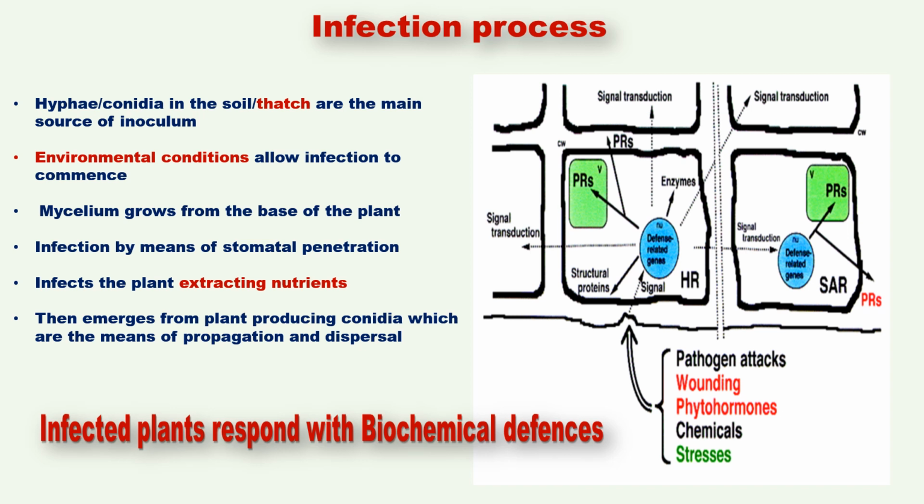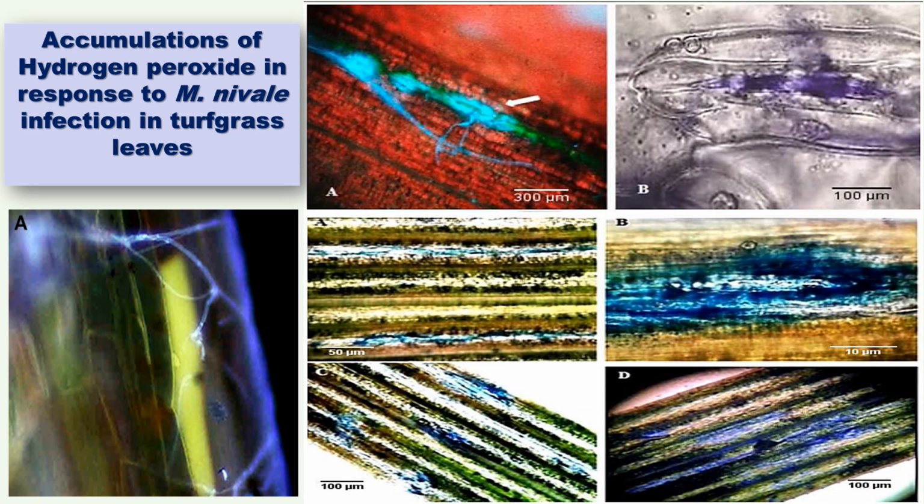When environment and conditions are suitable, the infection begins and the mycelium grows from the base of the plant. Infection with Microdochium is via stomatal penetration. It infects the plant, extracting nutrients, emerges from the plant, producing these Conidia, which are the means of propagation and dispersal. But what we should note is infected plants respond with some very complex biochemical defense mechanisms.